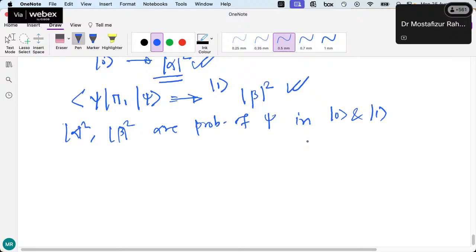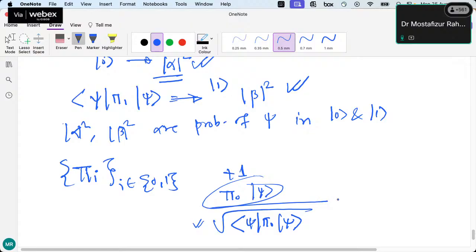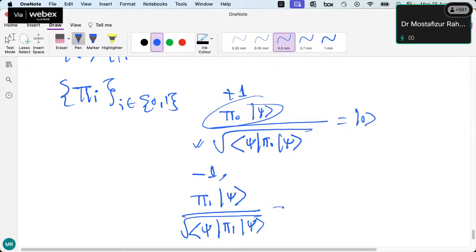Now, if we have a set of measurement operators instead of pi 0 and pi 1, suppose we have pi i as a general set of operators. It can be a POVM, a positive operator valued measurement. In that case, I can design any measurement operator set. If the result is +1, the state should be pi 0 times the state psi divided by the square root of <psi|pi 0|psi>. This is just the normalization part, and this is the resultant part, which equals Ket0. And if the result is -1, then my resultant state will be pi 1 Ket psi divided by the normalization factor square root of <psi|pi 1|psi>, which equals Ket1.